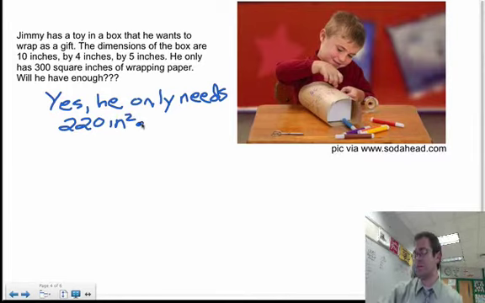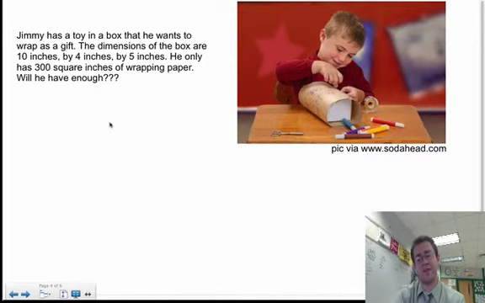Alright, so figuring out the surface area of a figure is to identify the area of each face of the prism. And so I figure out the area of those faces and then I add them together. And that's how I find the surface area of a prism.